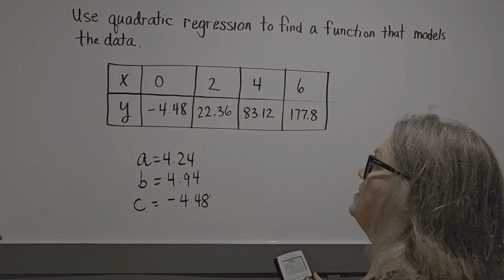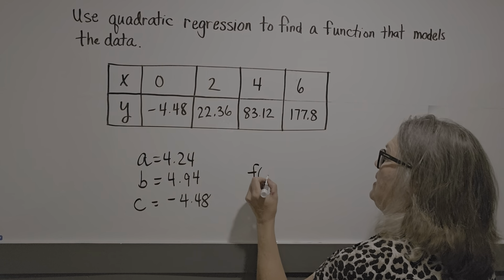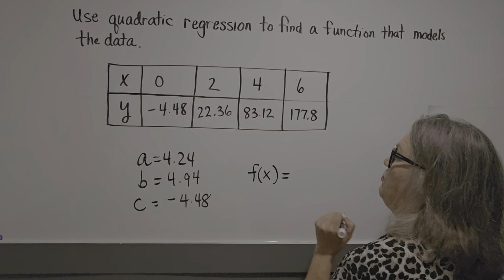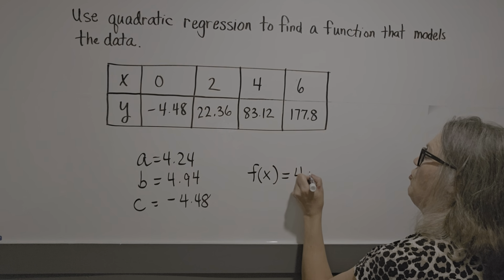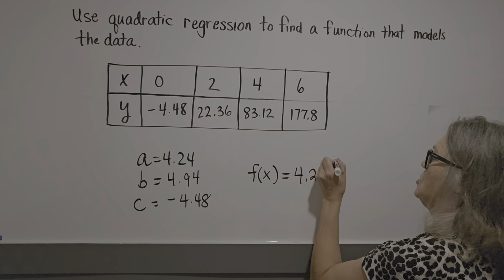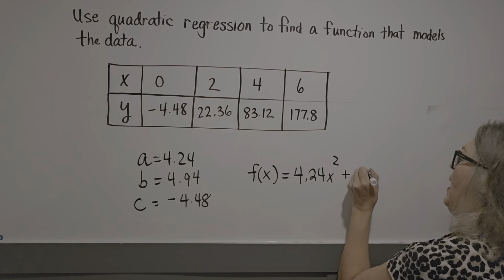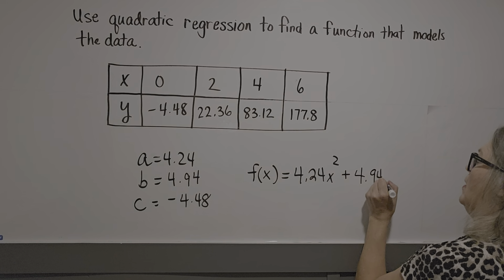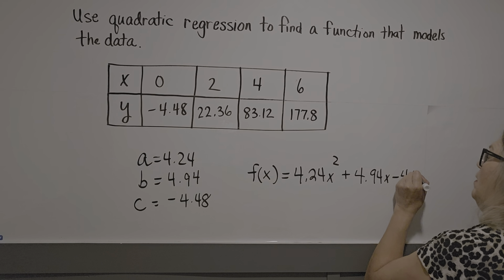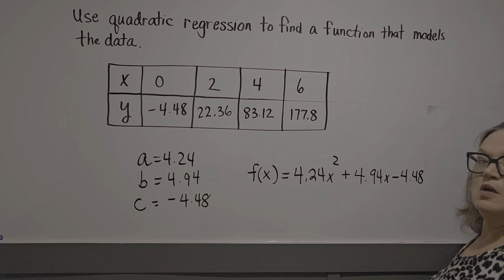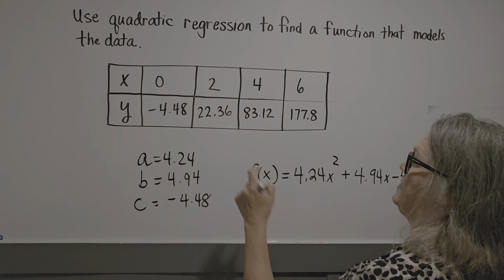So that means that the function that models our data here, the quadratic function, the A value is 4.24. So it's 4.24x squared plus 4.94x and then minus 4.48. So there you have the quadratic function that models this data.